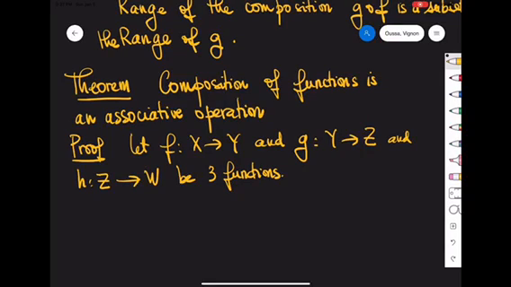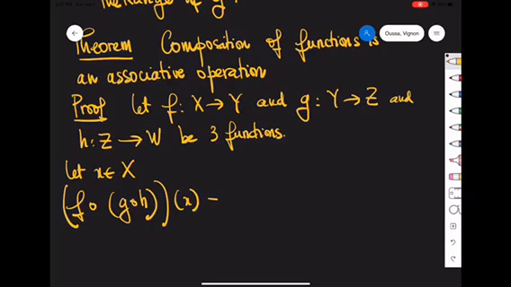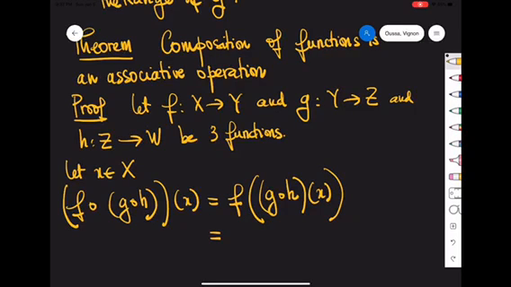Then let little x be in big X. Then if we take F composed with G composed with H, let's look at this map here. What is that? By definition, this is F of G of H of X. But then this is F of G of H of X. Right?